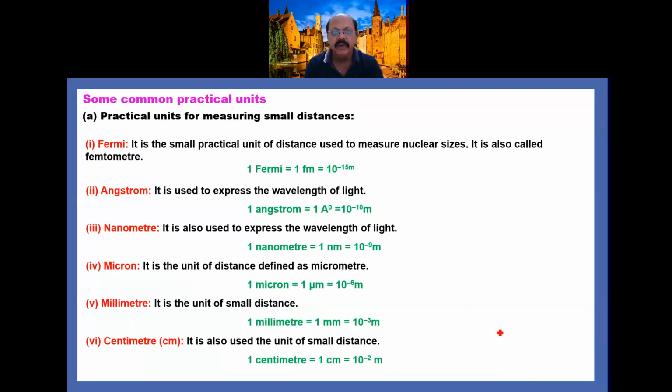Millimeter is the unit of small distance. So 1 millimeter equals 10 to the power minus 3 meter. Similarly, centimeter is also a unit of small distance. So 1 centimeter equals 10 to the power minus 2 meter. And 1 micrometer is 10 to the power minus 6 meter, 1 nanometer is 10 to the power minus 9 meter, 1 angstrom is 10 to the power minus 10 meter, 1 Fermi is 10 to the power minus 15 meter. So these are some practical units for measuring small distances.